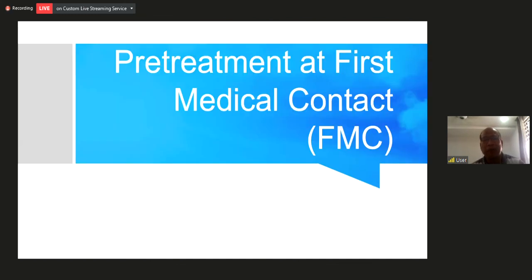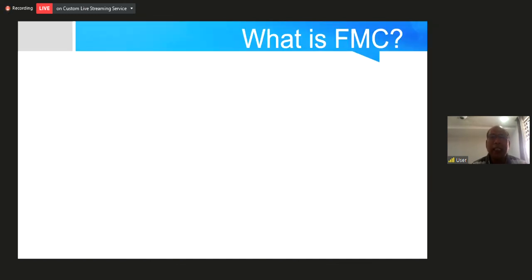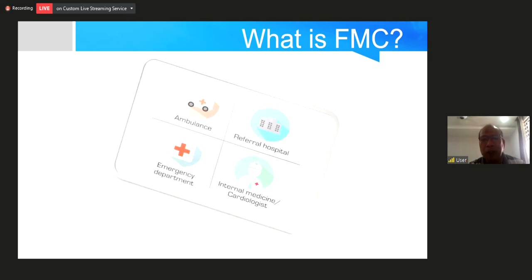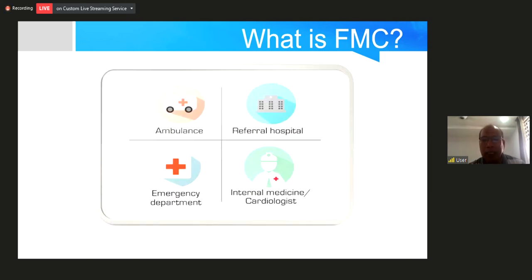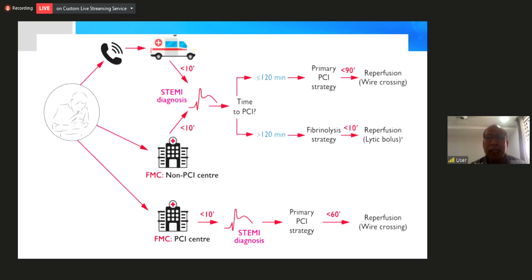Next slide, please. Okay, this one I just recapitulate again. It's our first medical contact. It's very important for you to know: referral hospital, emergency department, ambulance. Okay, next slide, please. So again, first medical contact. This again, I repeat the ECG from the slide just now. Very important for you to decide early, do ECG within 10 minutes.